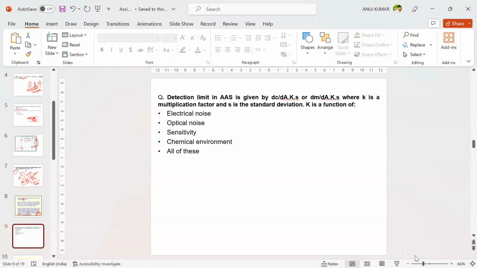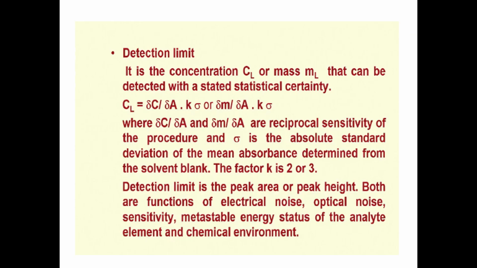Okay, so the next one is the detection limit in an atomic absorption spectrometer, which is given by dC by dA, or dm by dA, that is the change in concentration with respect to absorbance, into k into s, where k is a multiplication factor and s is the standard deviation. So k is a function of electrical noise, optical noise, sensitivity, chemical environment, or all of these.